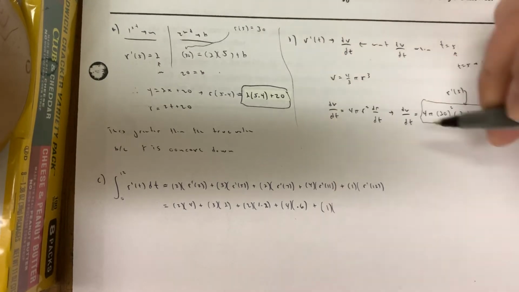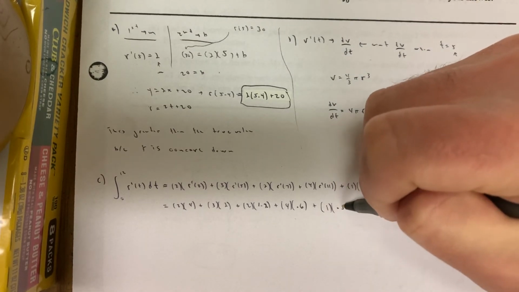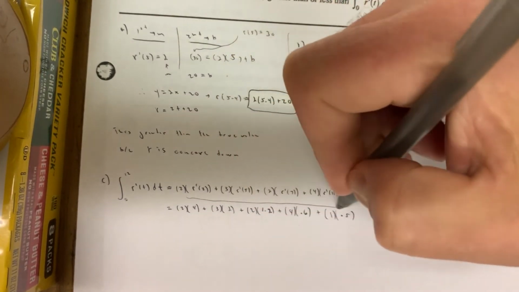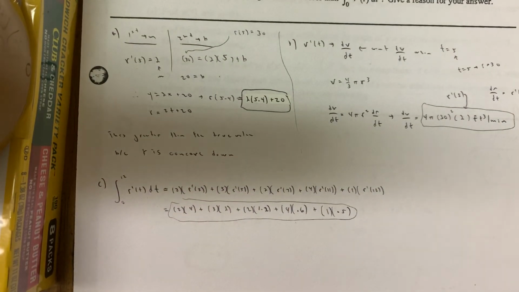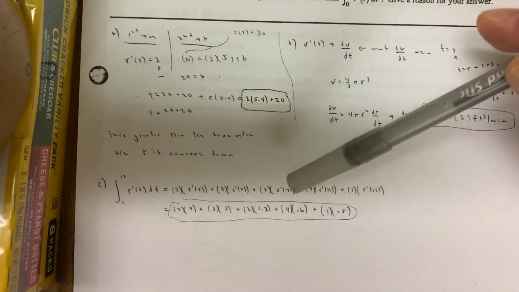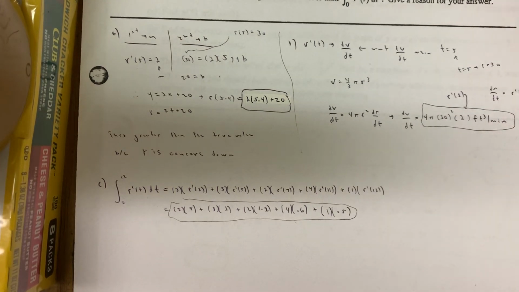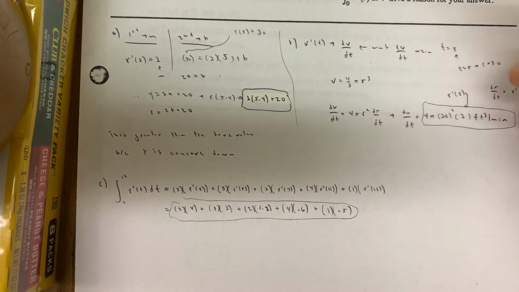Plus 1 times r prime of 12.5. And that's what I'm going to leave. Okay, so I'd set it up that way. It shouldn't be too terrible to set that up. Okay, we've done that before. They want to see the expansion and they want to see this piece right here.